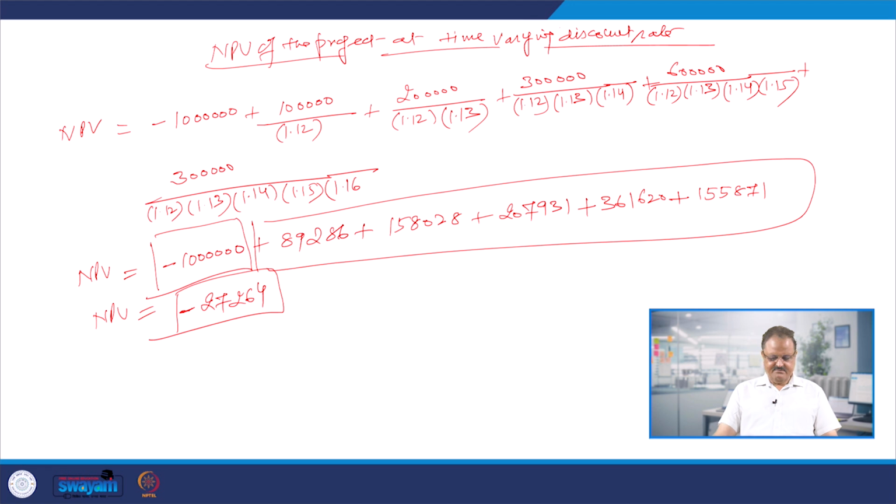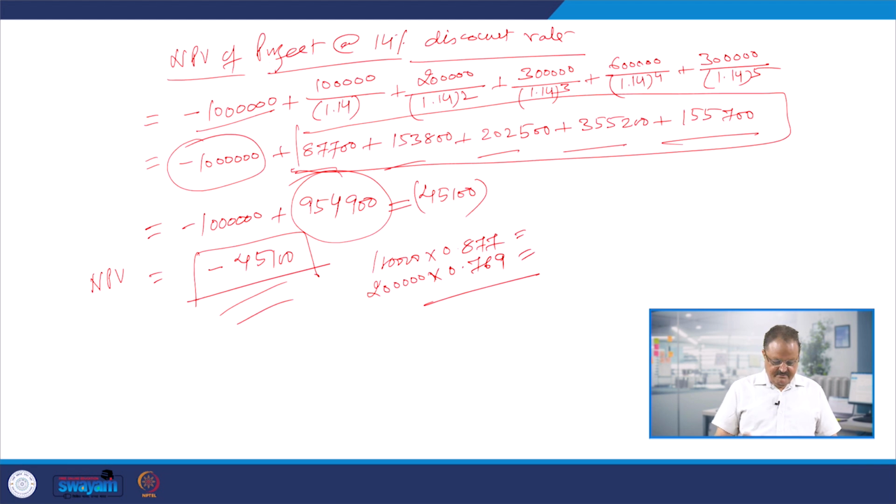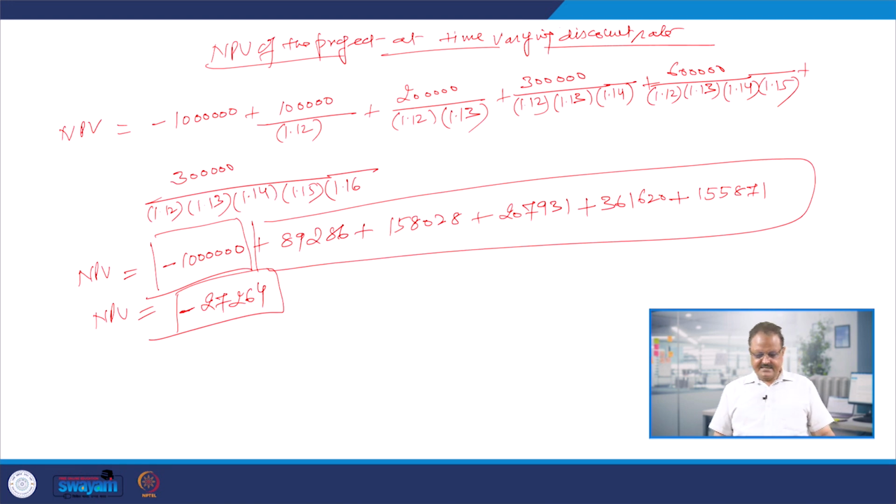So it means both ways. When we discounted the cash flows at 14% discount rate, the NPV was negative. When we are discounting it at the time varying discount rate, again the NPV is negative. The previous NPV was more negative when it was discounted at 14% without changing the discount rate. But when we lower the discount rate in the first year to 12%, and the last year it was 16%, this final value has become negative, a little lesser as compared to the first one, but still negative.